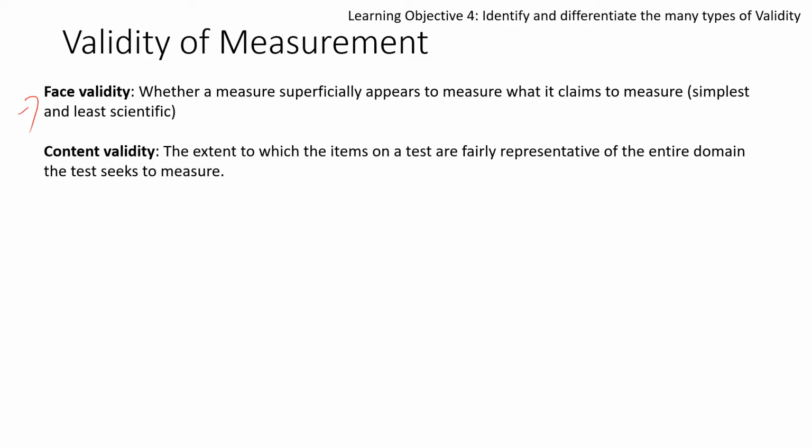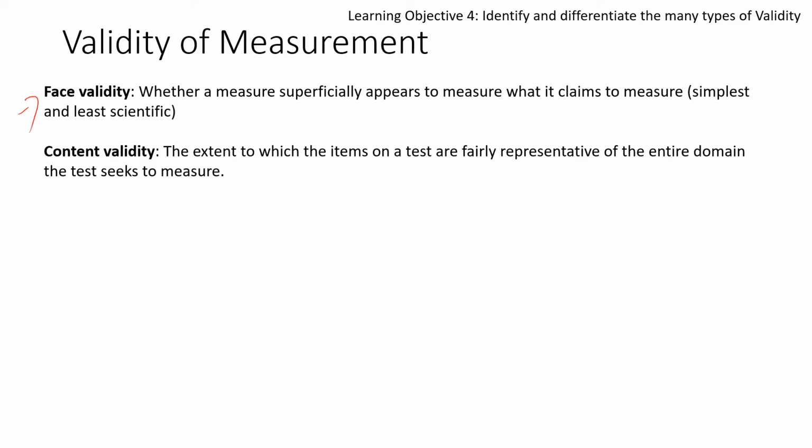Face validity is the least scientific, but at the same time it is the start of validity. You should still measure face validity, you should still analyze face validity, because if something doesn't even look like it's measuring what it's supposed to, then it probably doesn't.